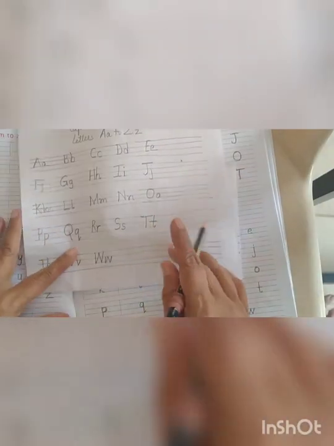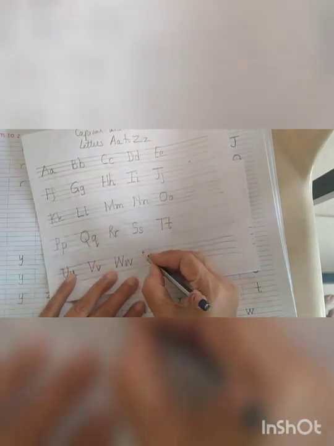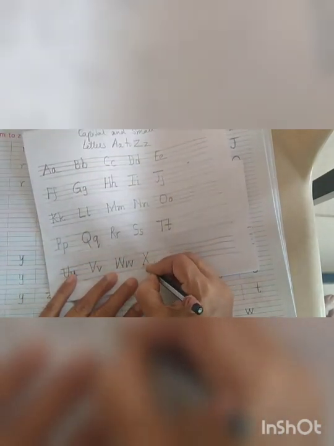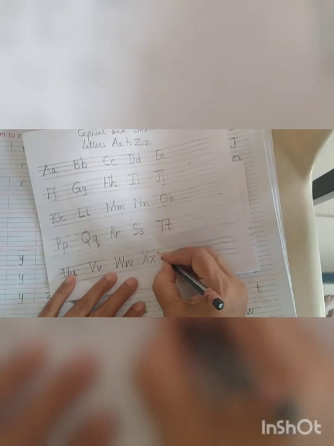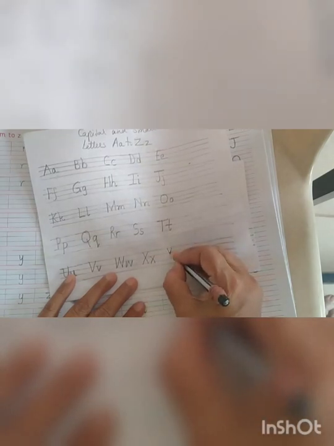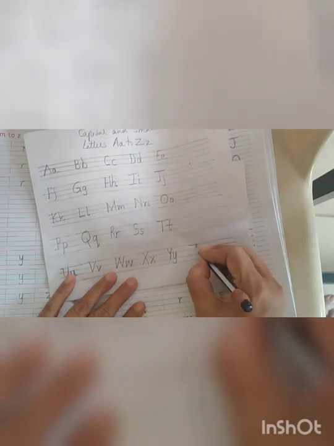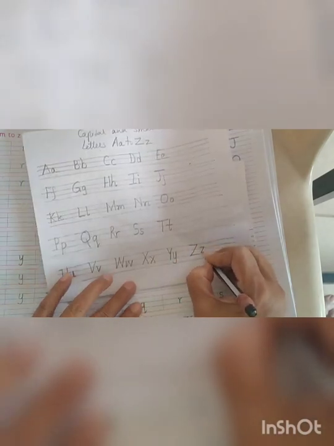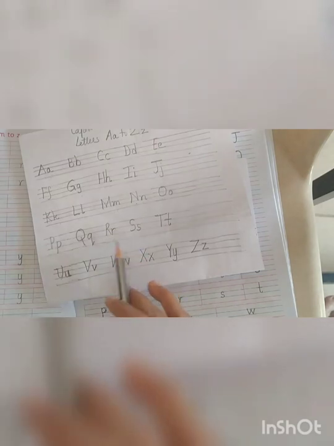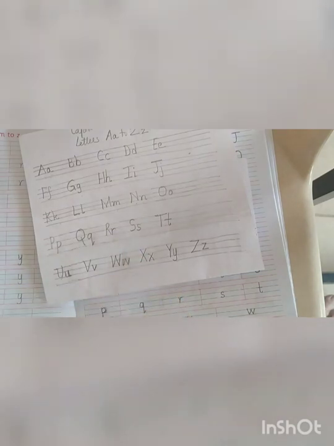We have completed XYZ also. So see here. This is capital X, small x. This is capital Y, small y. And this is capital Z, small z. Have you got it? Yes. This way, when I ask you to write capital and small letters A to Z, you have to write in this way.